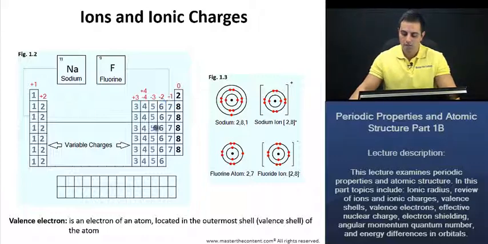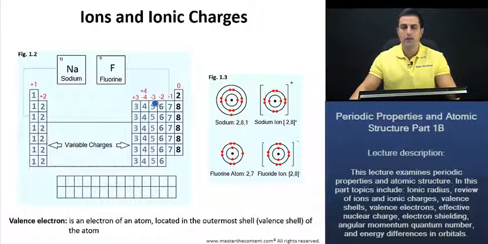Now, similarly with group 6, in order to obtain that full arrangement, it's going to gain 2 electrons, giving it a -2 charge, meaning it's going to have 2 more electrons than protons. Same thing for group 3. It's going to gain 3 electrons, giving it a -3 charge, meaning it has 3 electrons.